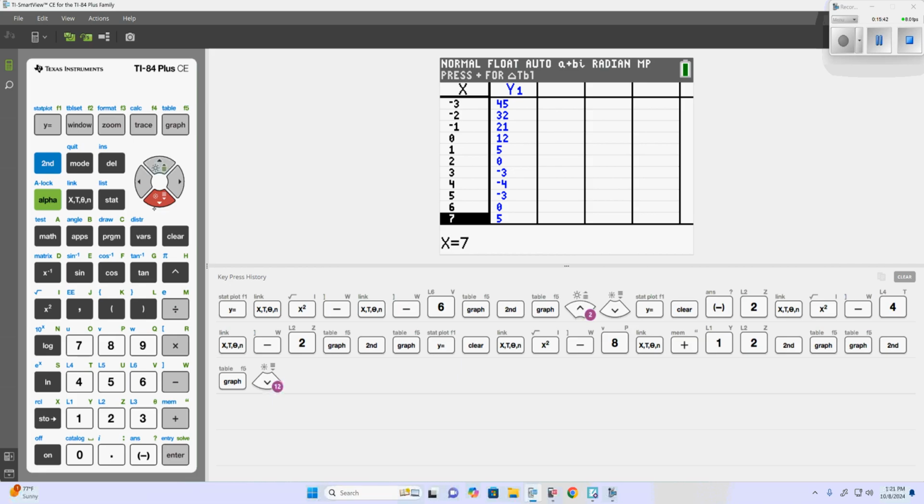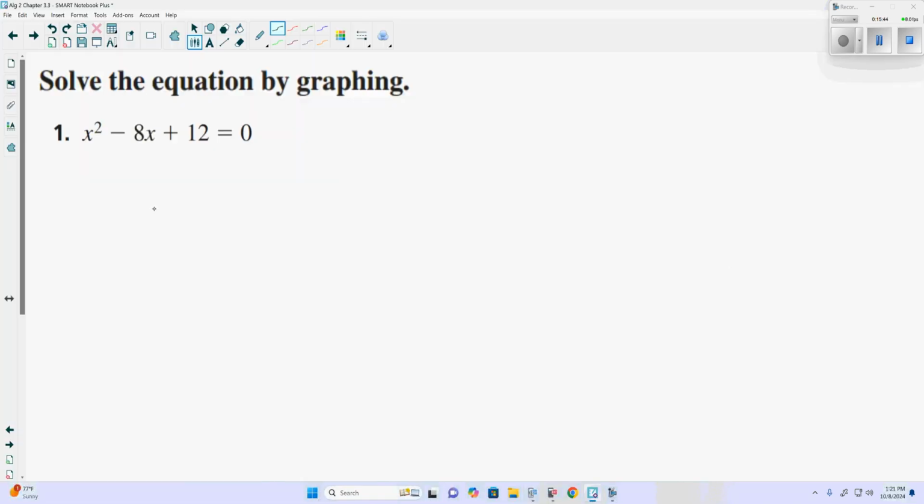So our 2 points, our 2 solutions are x equals 2 and x is equal to 6. Now x equals 0 can be a solution, but that's only the case if the y value at x equals 0, or when x is 0, is also 0.